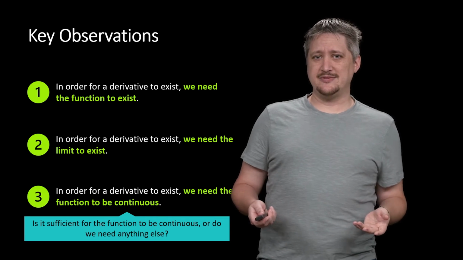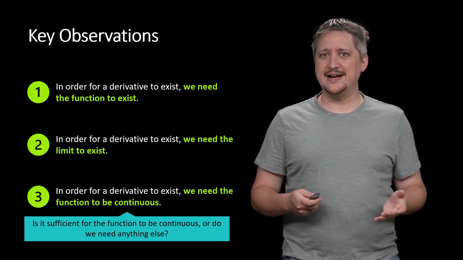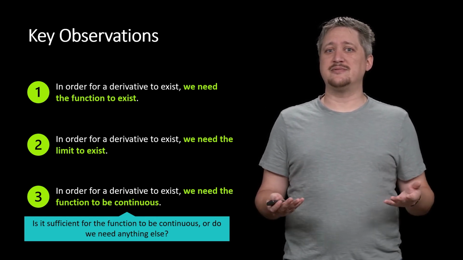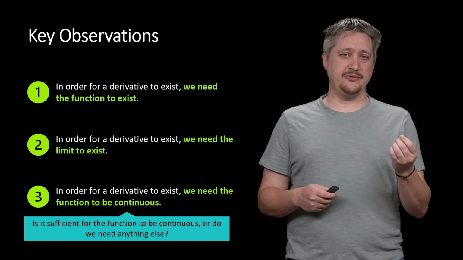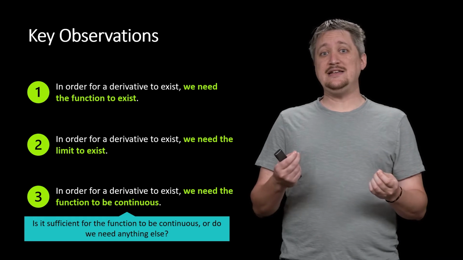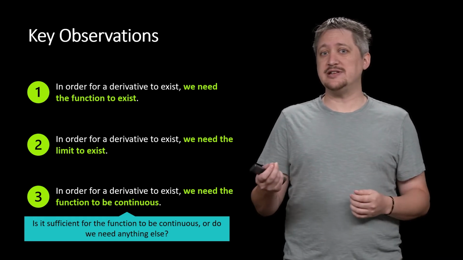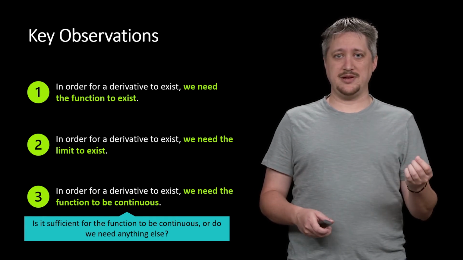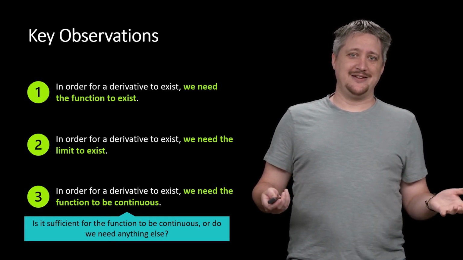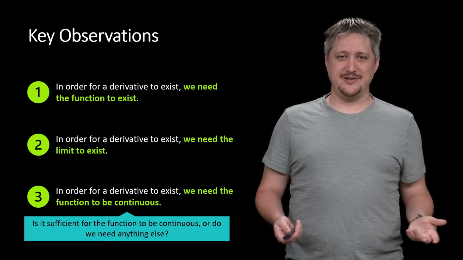But again, this is always a good thing to ask: is that sufficient, right? It's true that if I'm going to be differentiable, if the derivative is going to exist, I need to be continuous. But are all continuous things differentiable? Does being continuous mean that the derivative exists? And sadly, of course, not so much.